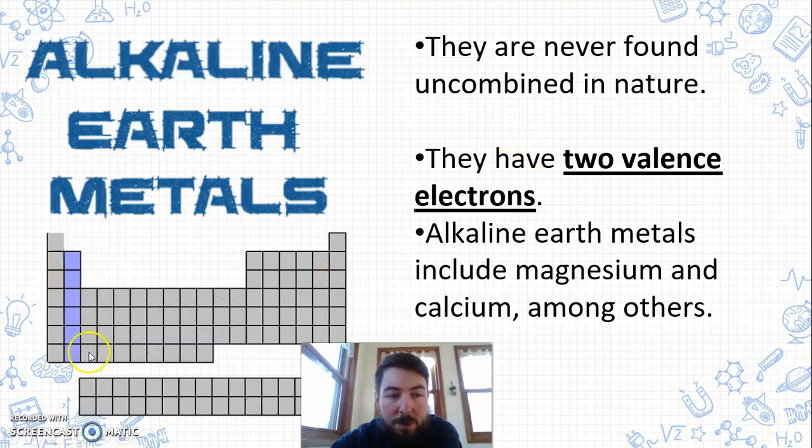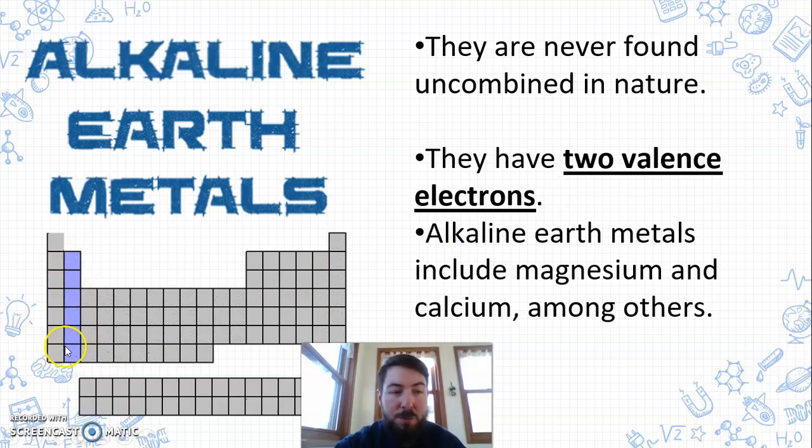Now here in group 2, these are called the alkaline earth metals. They're also never found uncombined in nature. They have 2 valence electrons, and some of the elements are magnesium, calcium, and beryllium here. I can't remember some of the others. I think strontium might be in that group. But yeah, these are all in group 2.